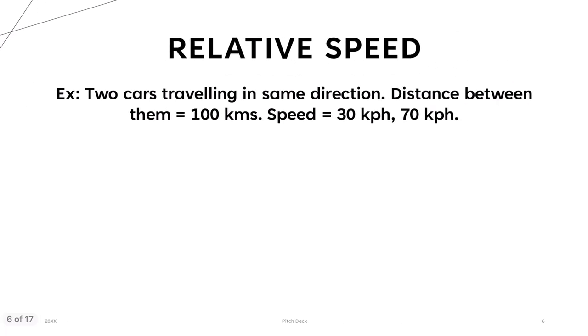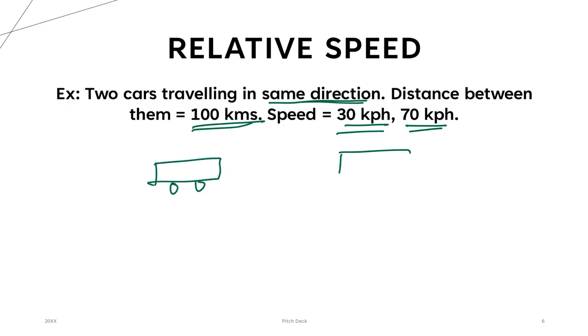Now, second thing, two cars are going in the same direction. The distance between them is 100 kilometers. These are the speeds of car A and car B, right? Now you need to overtake. Which car will be behind? So there are two cars.